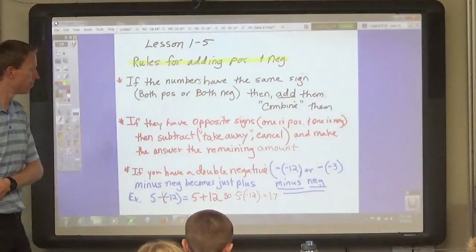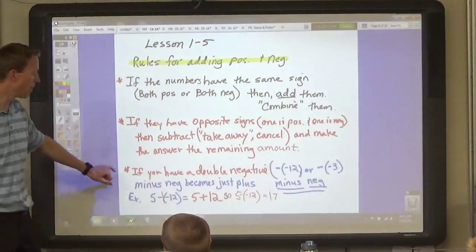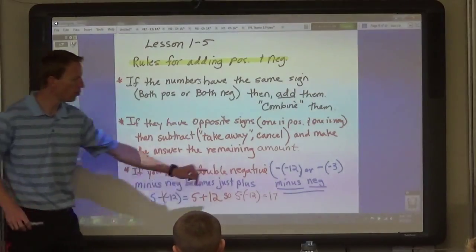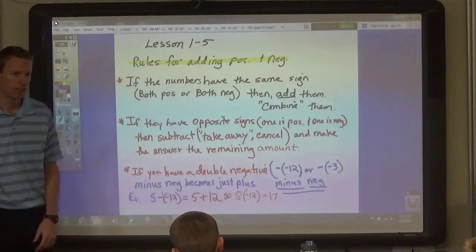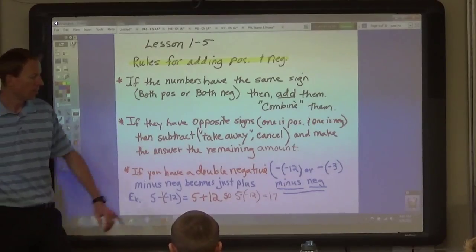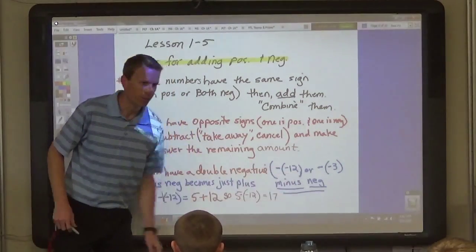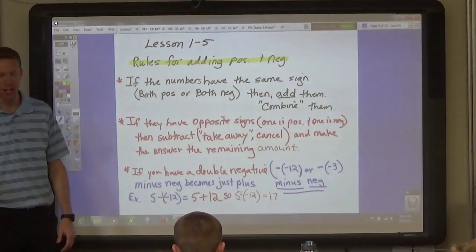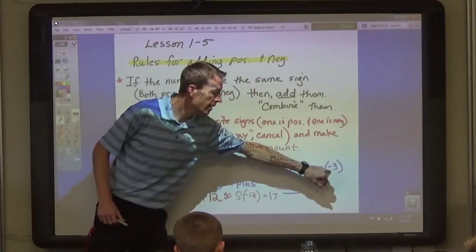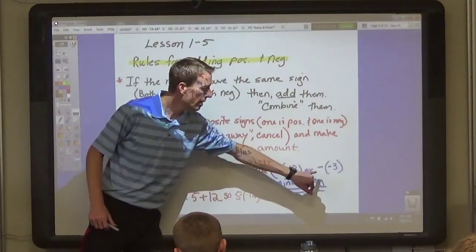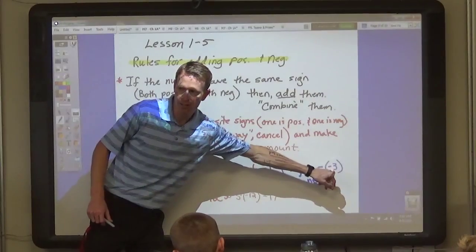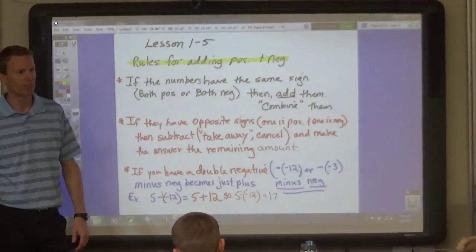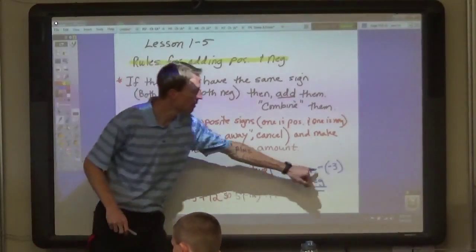A negative answer. Okay? And then finally, in this last one, if you have a situation where there's 2 negative signs in a row, negative, negative 12, that just becomes a positive 12, or plus. Negative, negative 3 really means the opposite of negative 3. What's the opposite of negative 3? Positive 3. So it becomes just plus. The 2 minus signs cancel each other out.